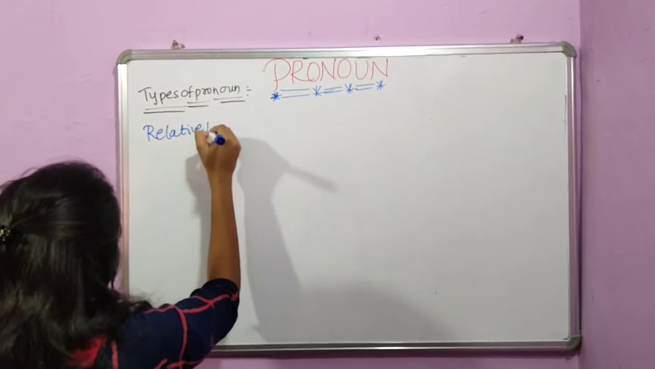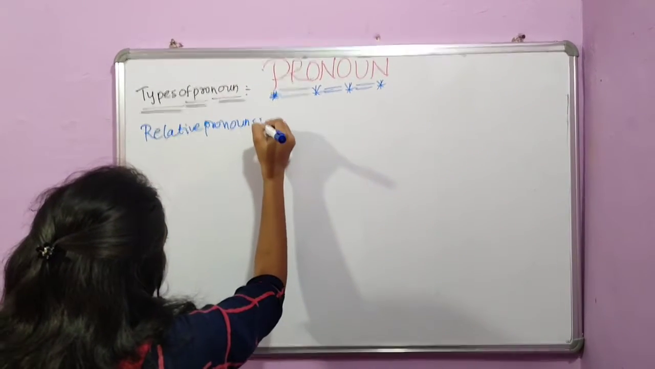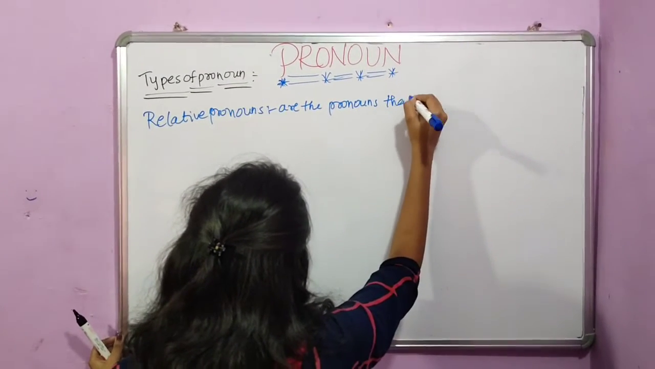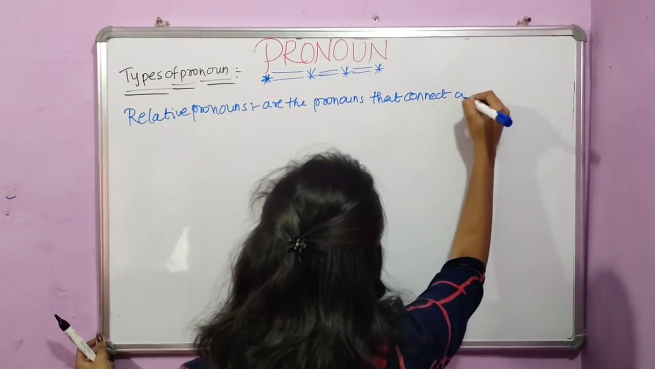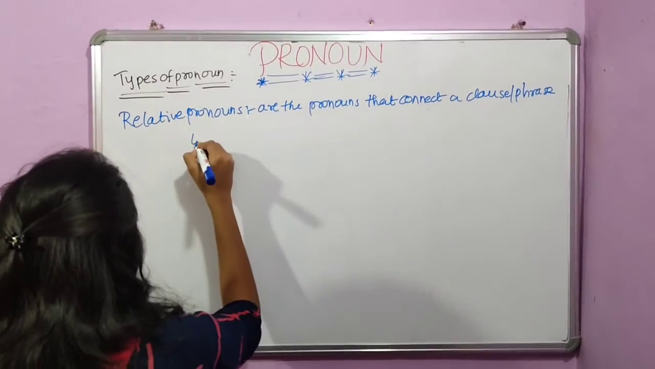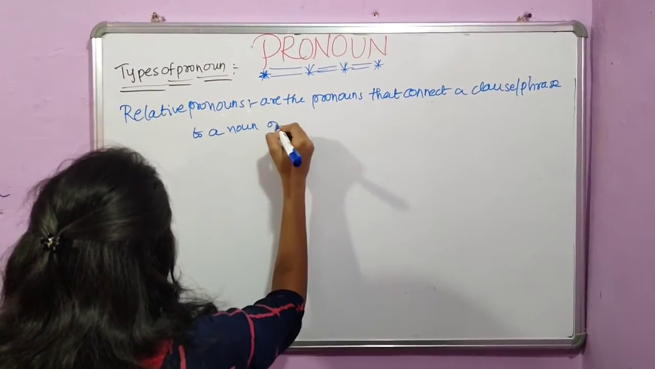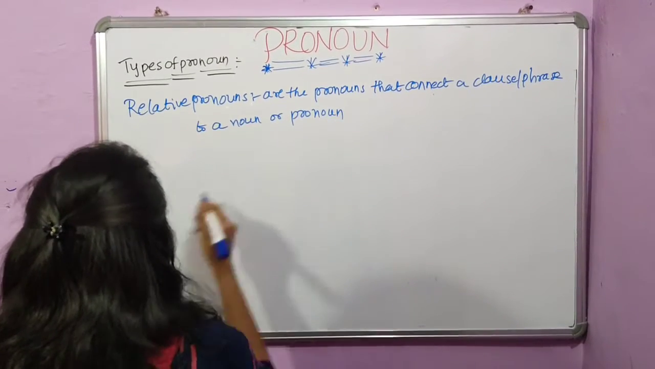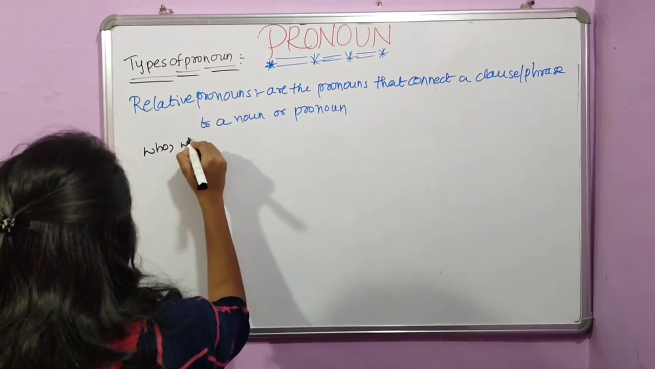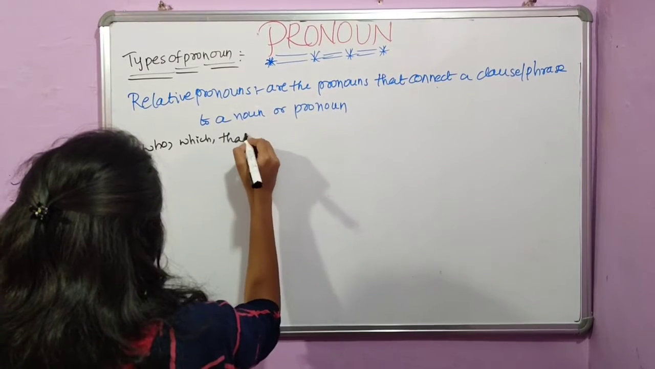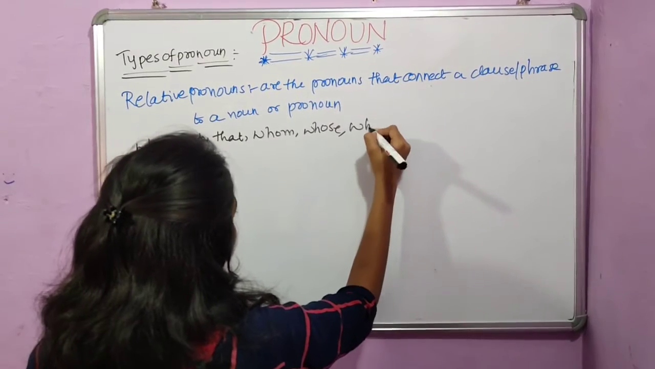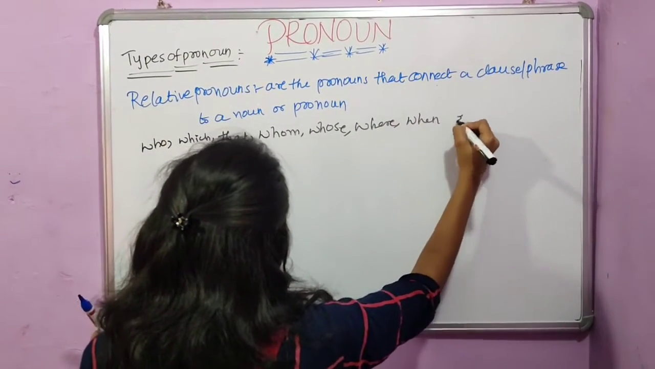Relative pronouns. Relative pronouns are the pronouns that connect a clause or phrase to a noun or pronoun. The most common relative pronouns are who, which, that, whom, whose, where, when, etc.